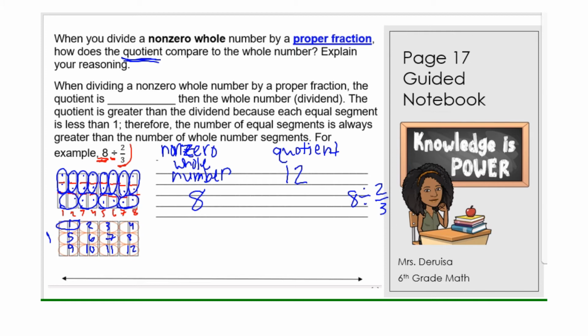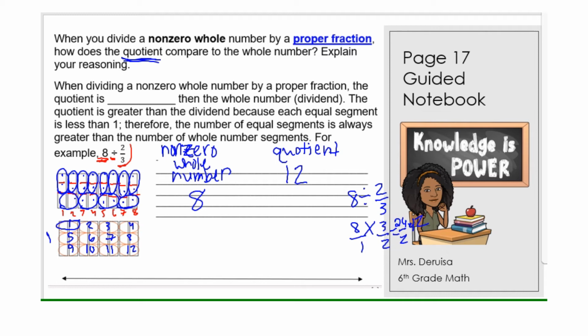Dividing by 2/3 is the same as multiplying by 3/2. And I want to make my 8 a fraction, because when I multiply fractions, I can only multiply the numerator times the numerator and the denominator times the denominator. So I like to make my whole numbers fractions so I don't end up with the wrong answer. So I have 8 times 3 for the numerator, which is 24. And then I have 1 times 2 for the denominator, which is 2. 24 divided by 2 equals 12. So I know that the quotient is really 12 using math and using the model.